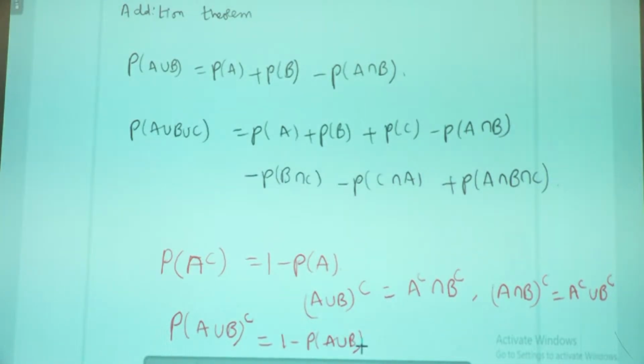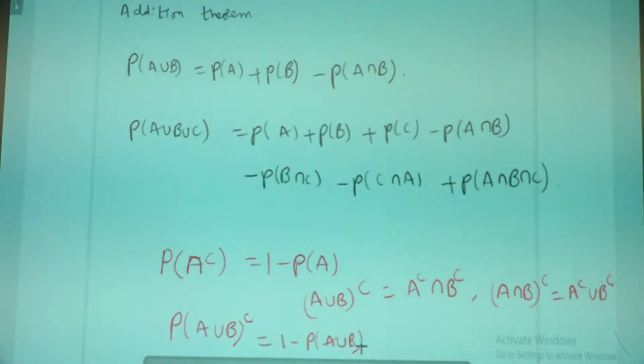Then second bit what is said? At least one will go into wrongly addressed envelope. Just now I told you that probability of at least one is equal to 1 minus probability of none. None will go into wrong addressed envelope is same as all will go into right addressed envelope, which we already calculated. So the required probability is 1 minus 1 by n factorial.